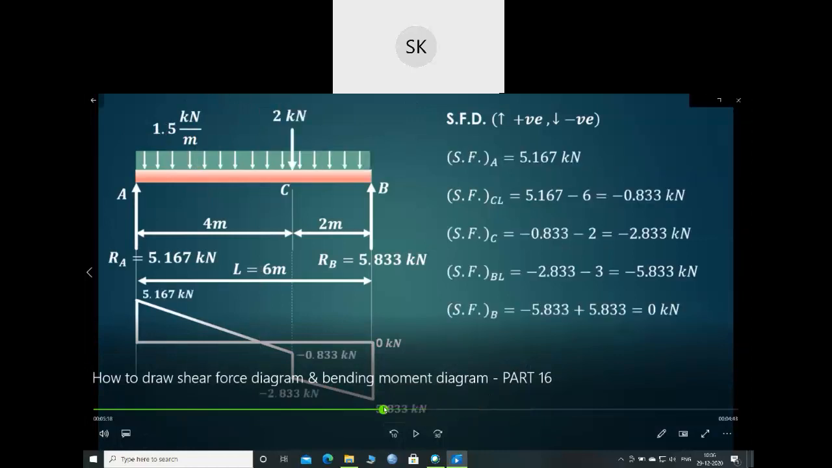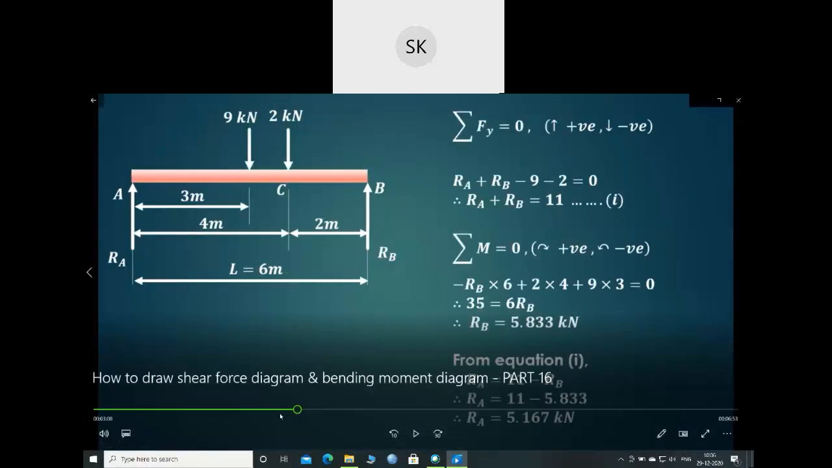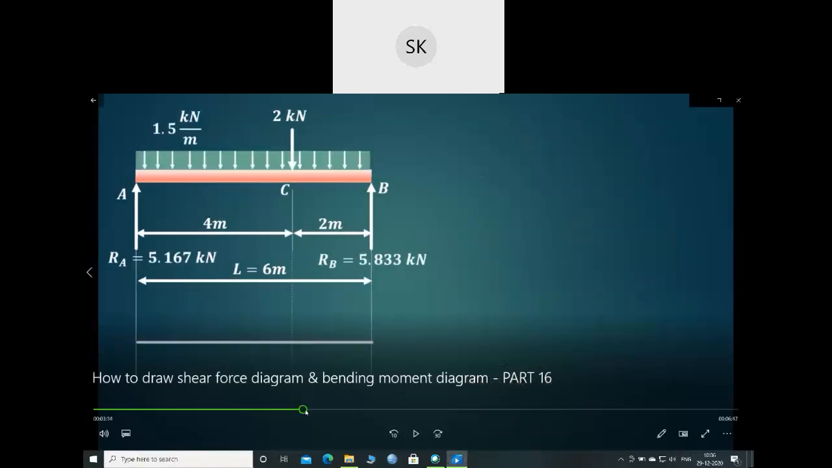After finding the support reactions, they have used three equilibrium equations. There is no horizontal force, that's why we are not taking that condition. They have taken summation of all the vertical forces, and summation of moment about a point equals 0. By the same process, they have found Ra and Rb. So the first part is over. The next step will be to find the shear force.